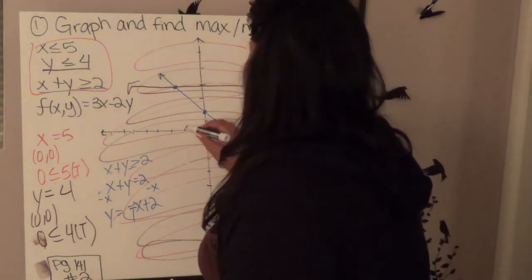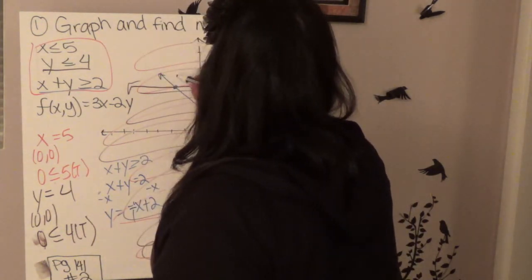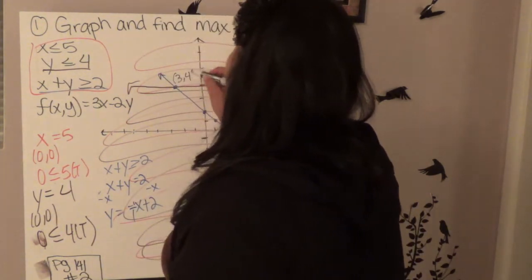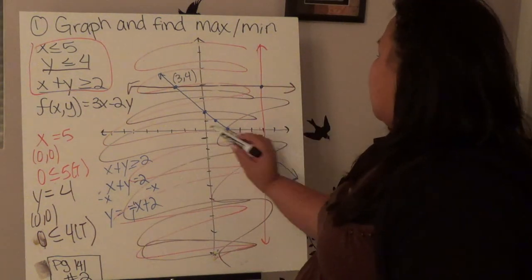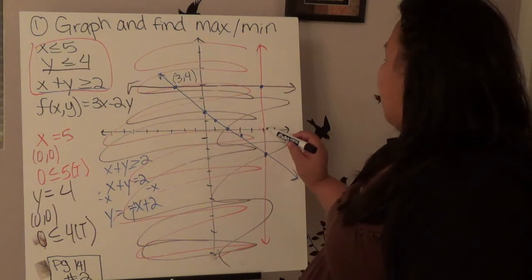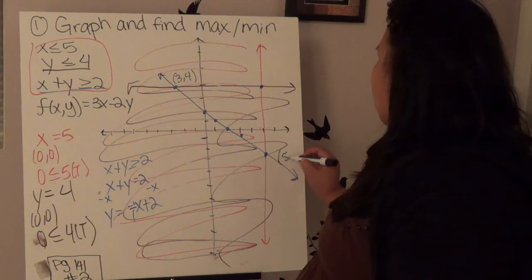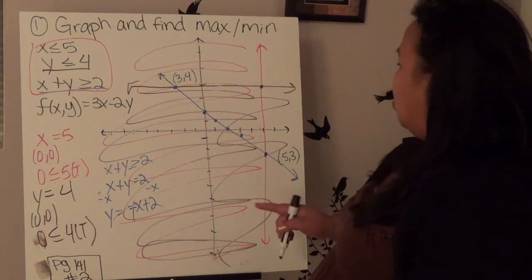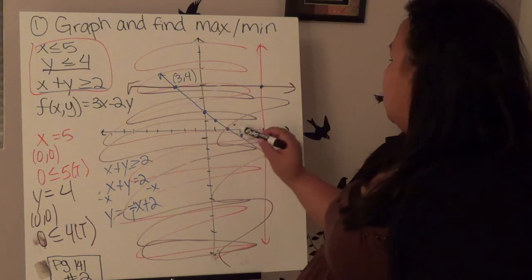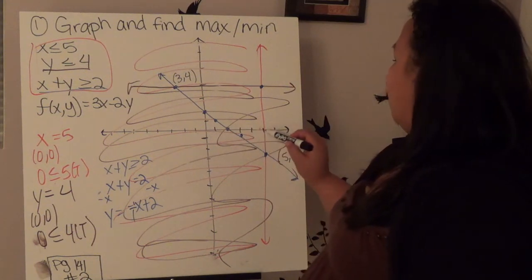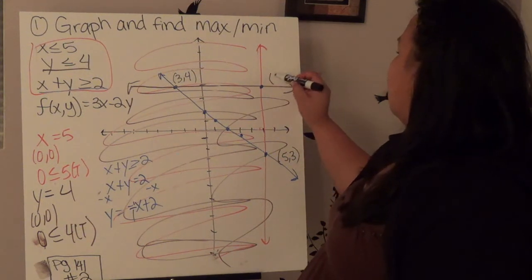This one is 3, 4. It's very important that you do this on graphing paper so that you have the exact numbers. This one is 1, 2, 3, 4, 5, 2, 3. Okay? And this one is 1, 2, 3, 4, 5, 2, 3, 4.